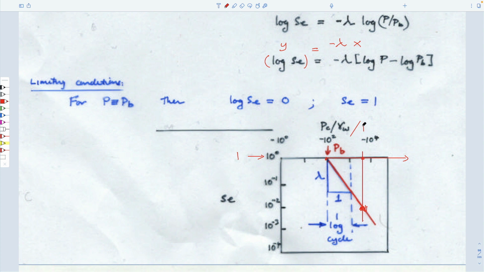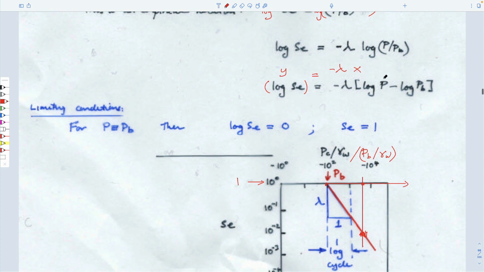And so what we could do, in addition to this, is also divide this term through by the bubbling pressure divided by the unit weight. And if we did that, we'd end up with this term here, right? Because both the unit weights, top and bottom, would cancel out, or the log of those. And so that's all we're doing.